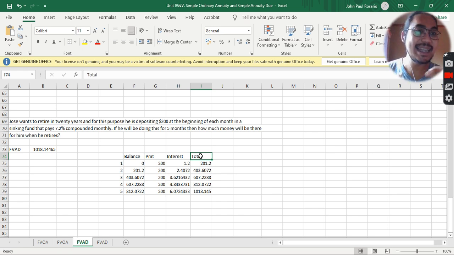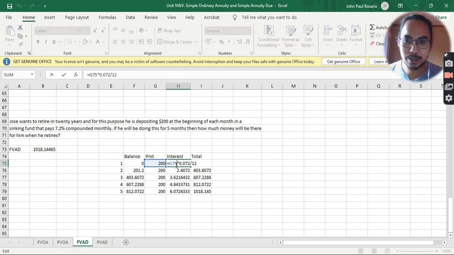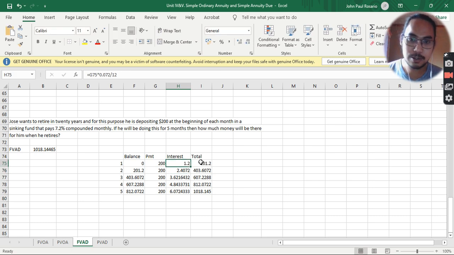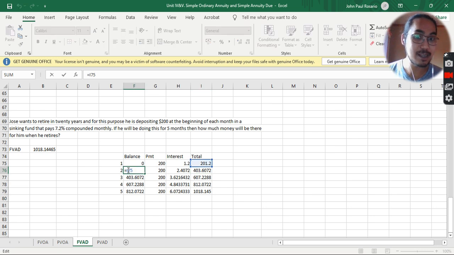So in this case, this is an annuity due, right? This is an annuity due. So since this is an annuity due, your payment occurs at the very start of the period. So at the end of period 1, your first payment already has anak. Nanganak na siya. So the interest here for one period is 0.072 over 12. So 1.2. So you add everything. So this is your balance before the second payment.